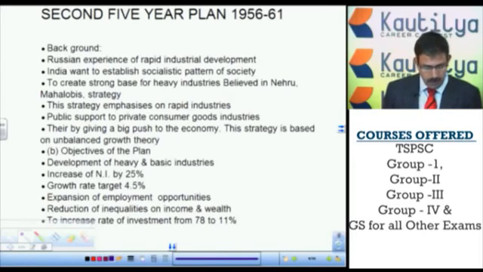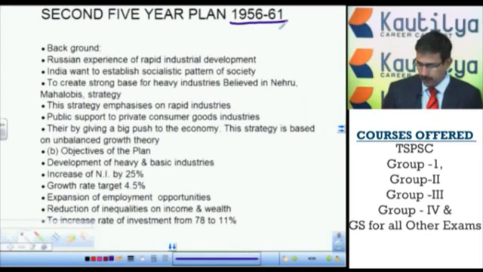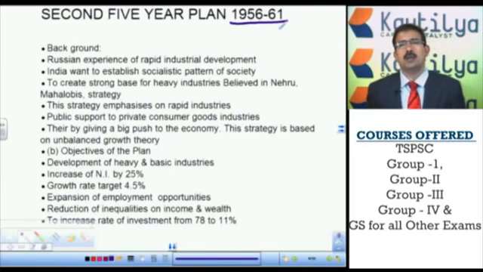Then in the second 5-year plan, after achieving and tasting success, India entered into the second 5-year plan in 1956, and the plan duration was 1956 to 61. As I told you, every economy passes through 3 different stages. First, a primary sector led economy, then an industrial led economy, and in the third stage the services sector.